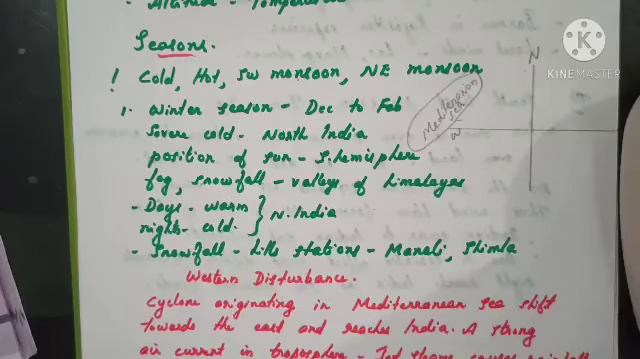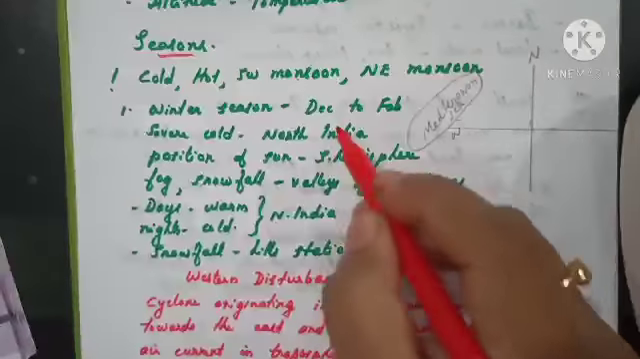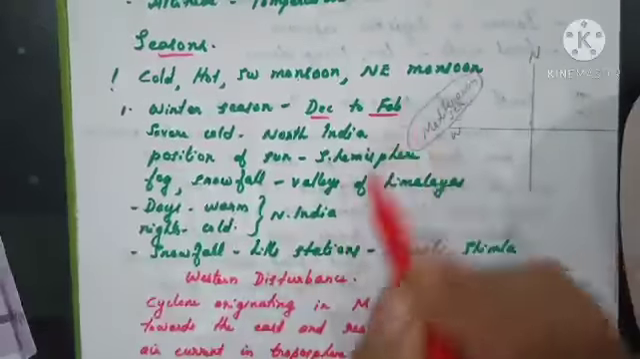Southwest monsoon: June, July, August, September. Four months of southwest monsoon. Northeast monsoon: October and November. So India experiences two monsoon seasons, southwest monsoon and northeast monsoon. At first, let us study the cold season, the winter season. The months are December to February.